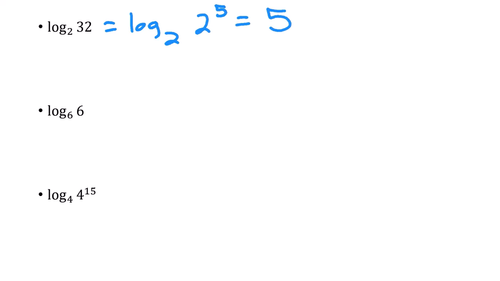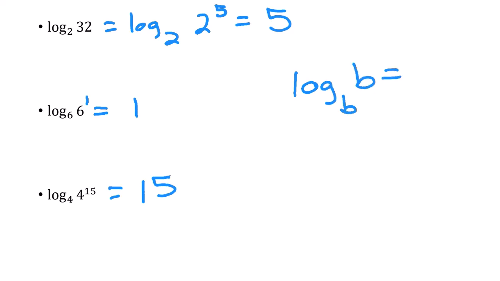Log base 6 of 6, 6 is just 6 to the 1, so log base 6 of 6 is 1. This log base 4 of 4 to the 15th is 15. So there are a couple of things that might help to know. The log base b of b is 1. That's just a rule. The log base b of b to the x is x. So if it's helpful to have these rules, you can write them down and use them.